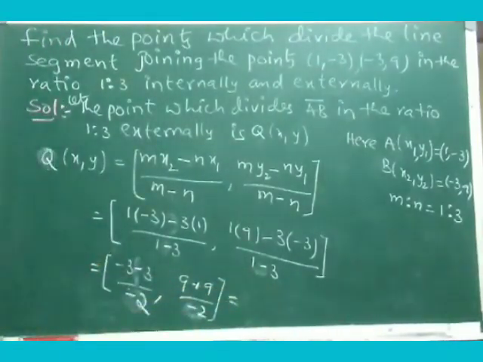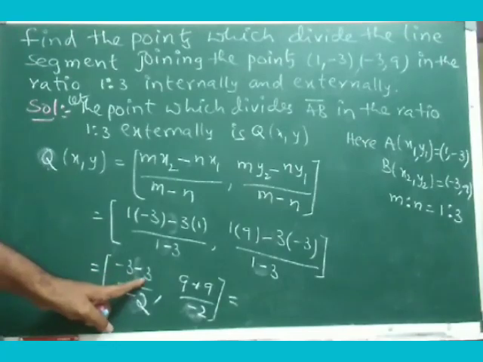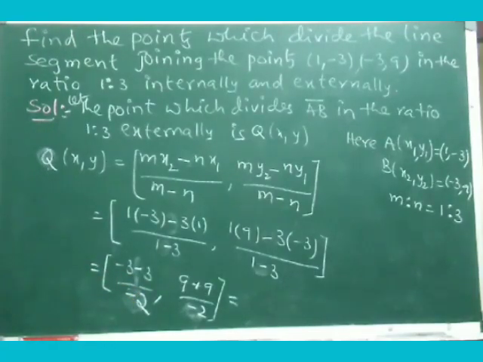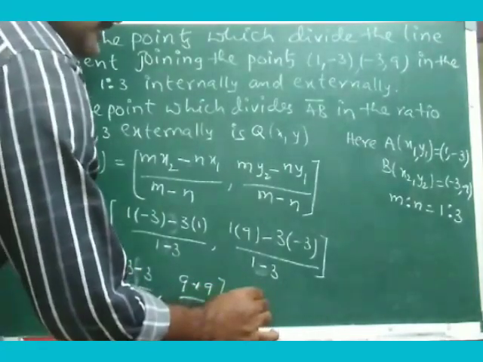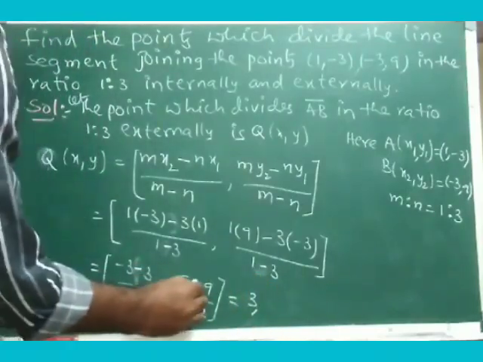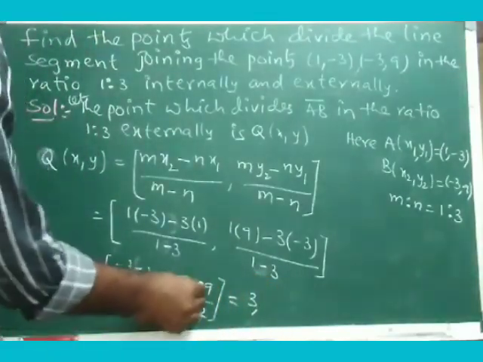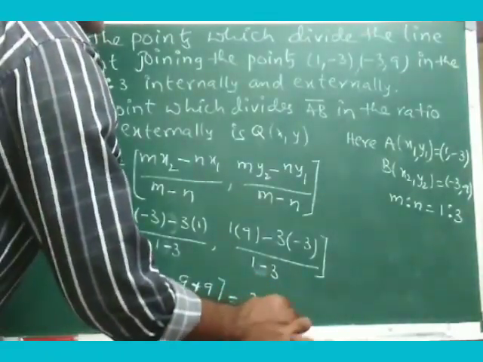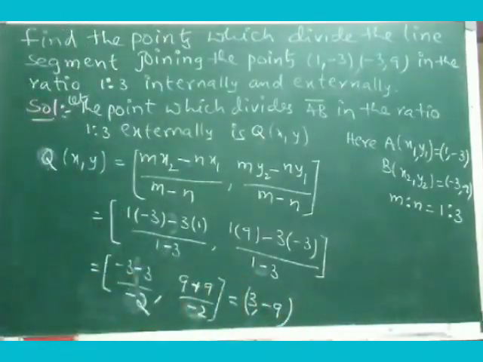-3 minus 3, which is -6 by -2. Minus gets cancelled. 6 by 2 equals 3. And this is 9 plus 9, 18. 18 by -2 is -9. So, in case of internal division, the point is (0, 0). Now, the point which divides in the same ratio, but externally, is (3, -9).